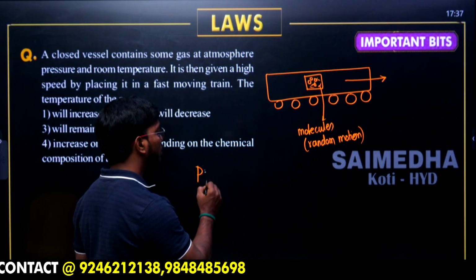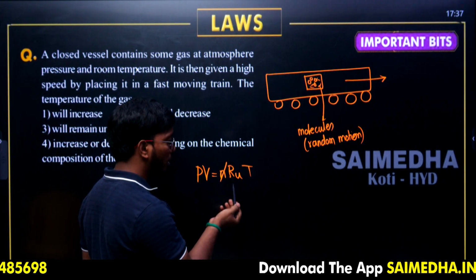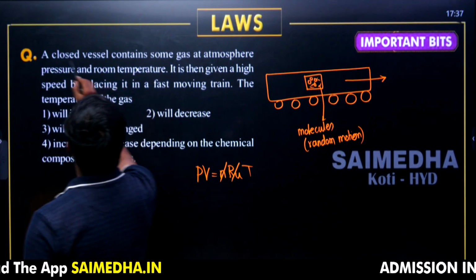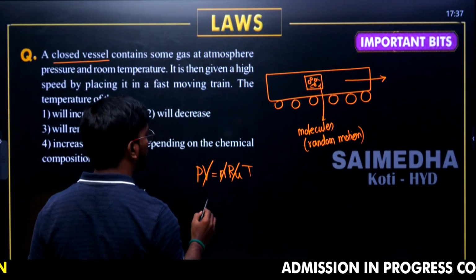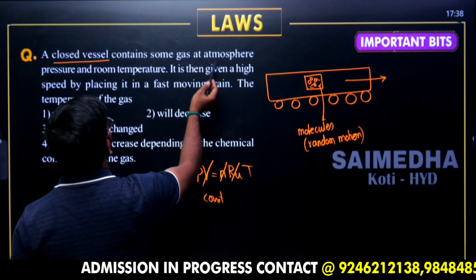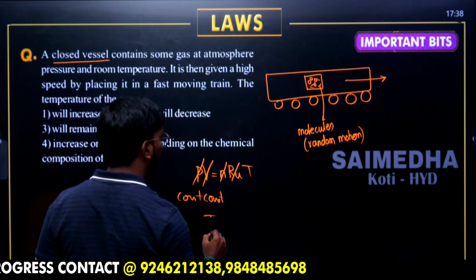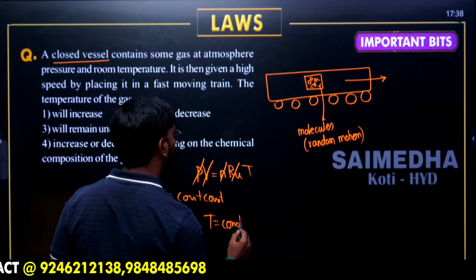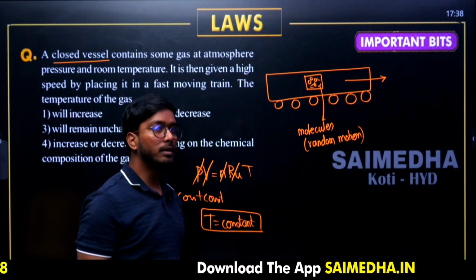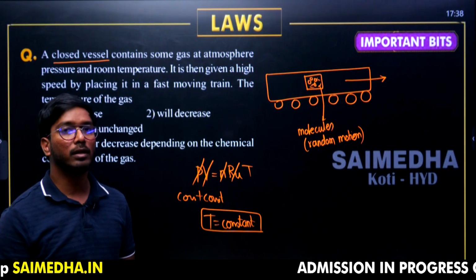Or we can remember like this also, PV is equals to nRT. Number of moles are constant, universal gas constant is a constant, it is a closed vessel. Closed vessel means volume is what? Constant. And it contains gas at atmospheric pressure. That means pressure is also constant. Then definitely temperature is also going to be constant.